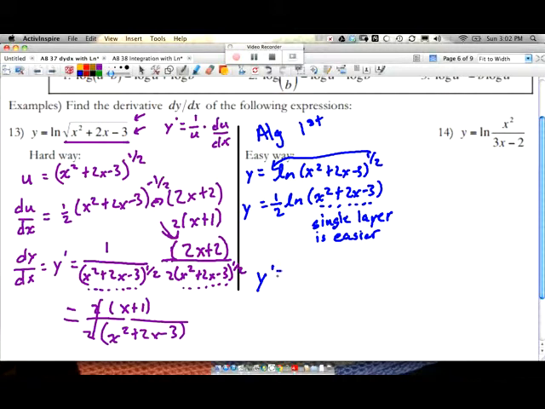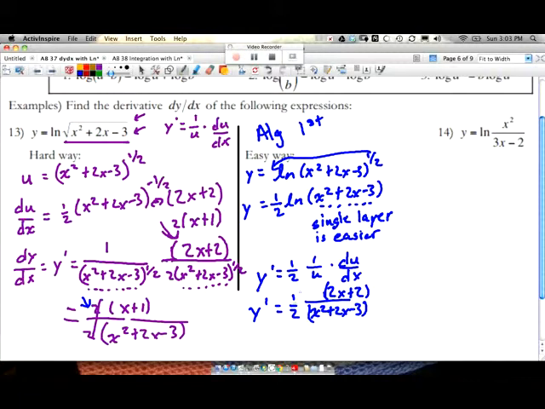So now y prime, I'm looking at it, we're going to have this 1/2 times natural log, the derivative of which is going to be 1 over u times du dx. We have that 1/2 out front, so we'll still have the 1/2. 1 over u is going to be 1 over x squared plus 2x minus 3. Then we got the derivative of that on top, which is 2x plus 2. And we saw earlier that we could factor out this 2, simplify that if we wanted to.